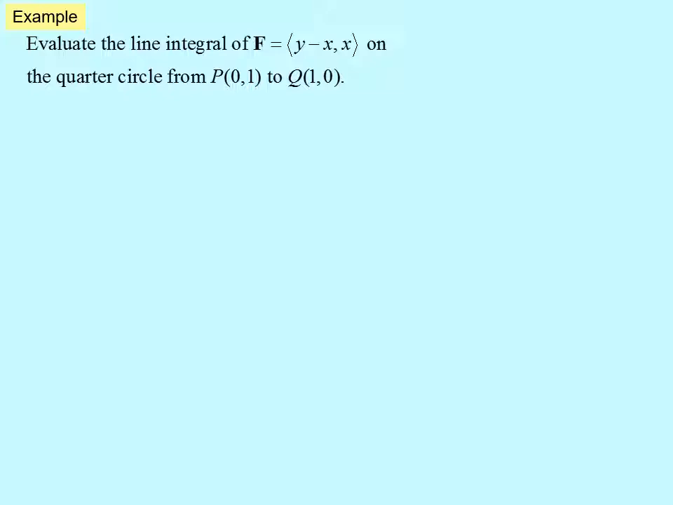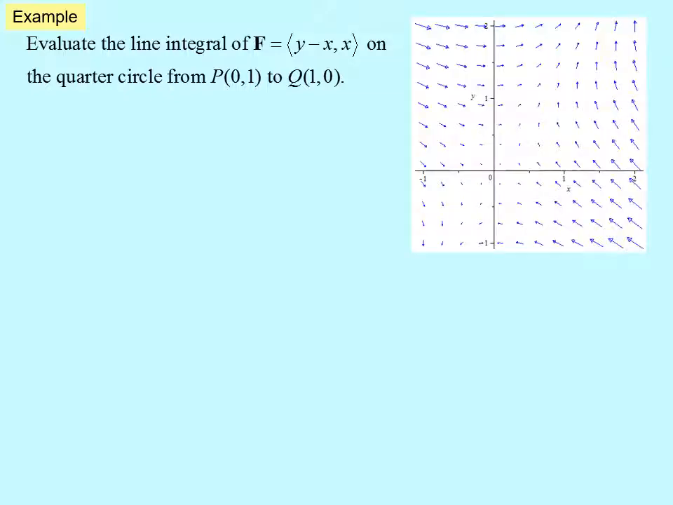Here we've got the vector field given, we're talking two dimensions, y minus x comma x, and the curve that we're integrating over is described as the piece of the circle going from the point 0, 1 to the point 1, 0. So here is a Maple graph of the vector field. Here is the curve drawn over the vector field.